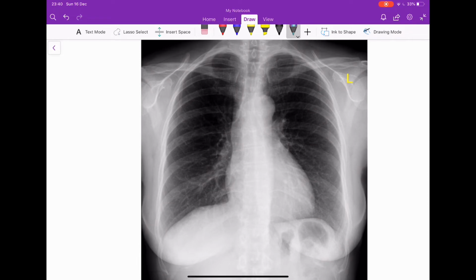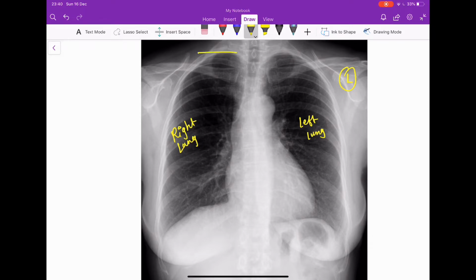So the first thing one should do while holding a chest X-ray in your hands is to determine which one is the right lung and which one is the left lung. Usually we can do it by the presence of the heart, but in some pathologies the heart can be present on the right side as well. So always look out for the capital L, which will be written on the top. The side towards the L is obviously the left lung and the other side is the right lung.